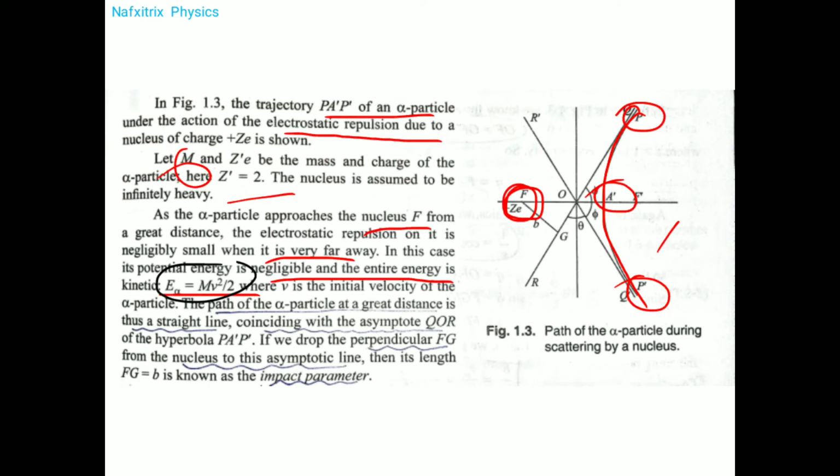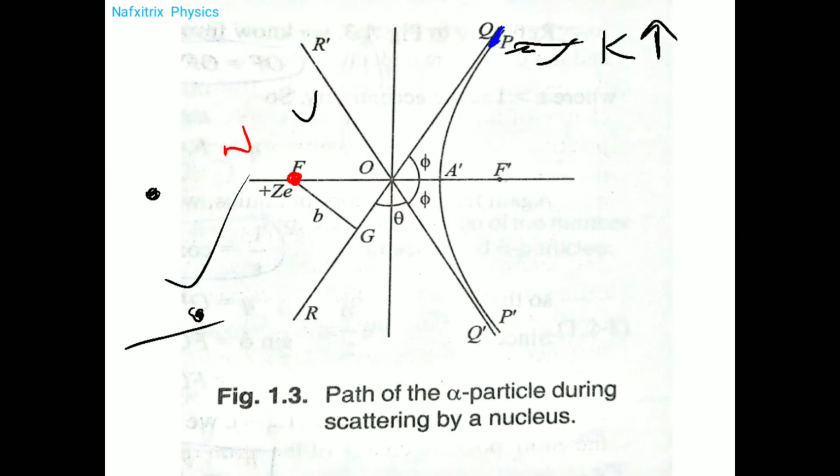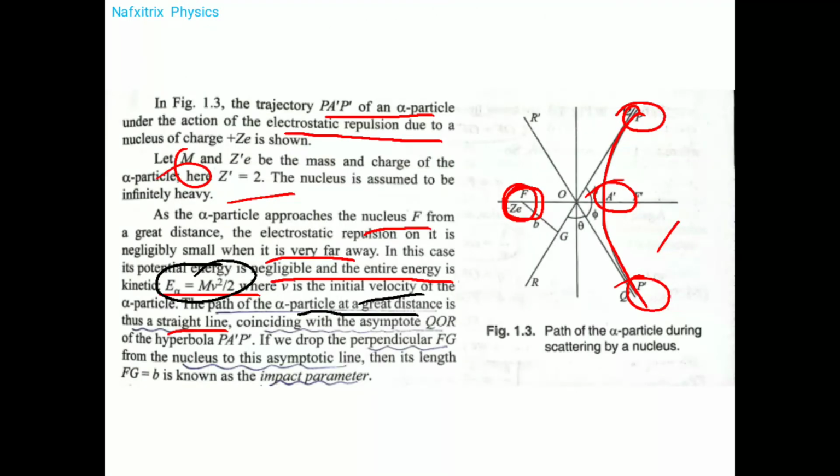So kinetic energy is half mv square, where v is the initial velocity of the alpha particle. The path of the alpha particle at a greater distance is thus a straight line. So the alpha particle would be coming almost like this, because it is not experiencing any repulsive force. So it is nearly a straight line coinciding with the asymptote QOR of the hyperbola.